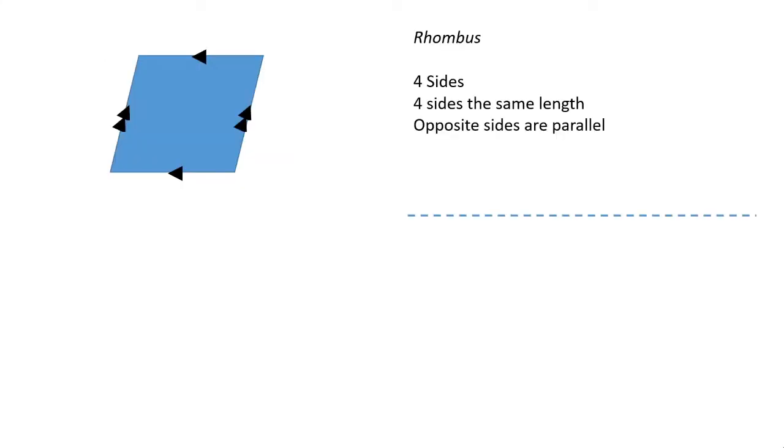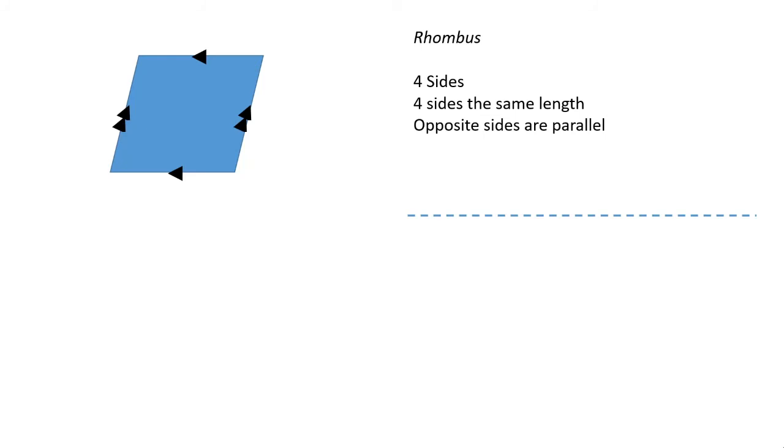And the first of these is called a rhombus. Now, a rhombus has 4 sides, and those 4 sides are the same length. But of particular note, in a rhombus, the opposite sides are parallel. So the top and bottom are parallel, and I've marked those with a single arrow. The left and right are parallel, and I've marked those with double arrows. So 2 pairs of parallel sides.